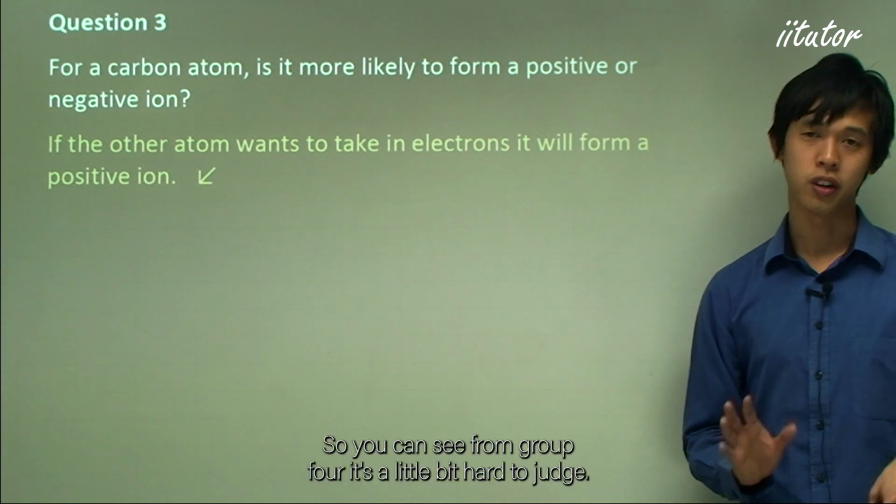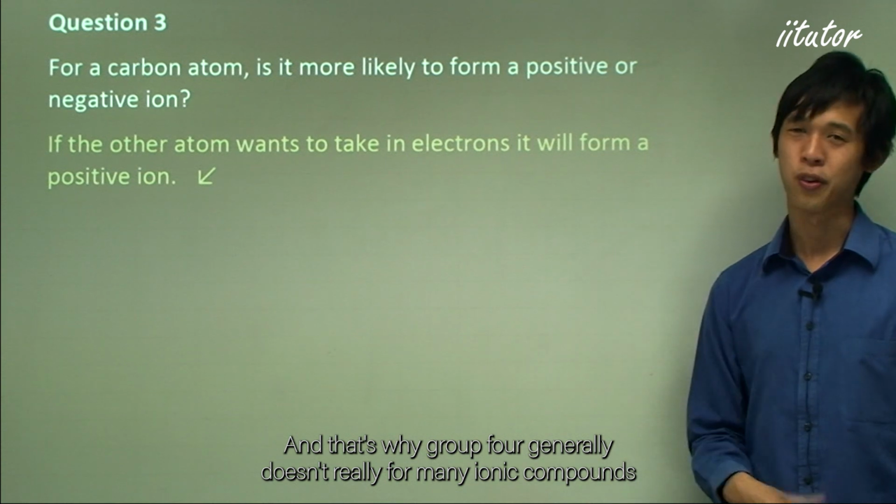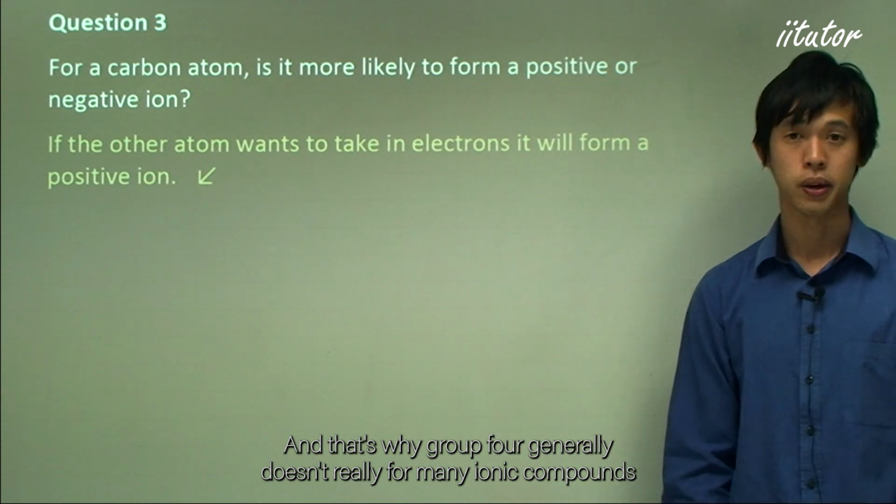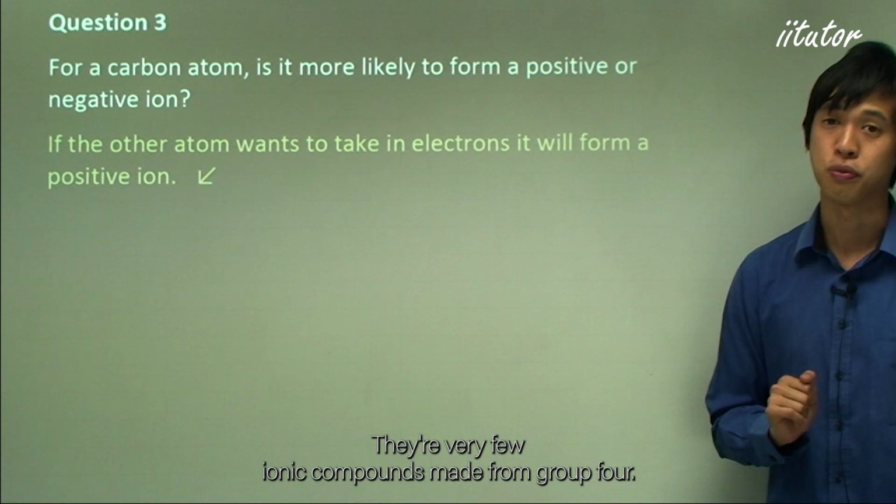So you can see for group 4, it's a little bit hard to judge. And that's why group 4 generally doesn't really form many ionic compounds. There are very few ionic compounds made from group 4.